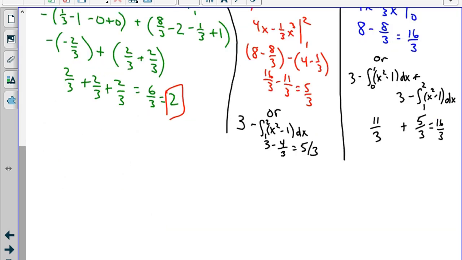If I did it the geometric way, I have that rectangle with area 3, and then I subtract what I already found earlier, which was that the integral from 1 to 2 of x squared minus 1, that's 4/3. So I already found that earlier. So I do 3 minus 4/3, and I get the exact same answer, 5/3.